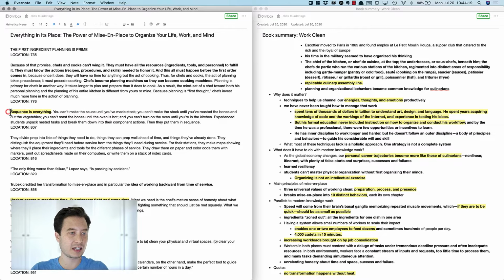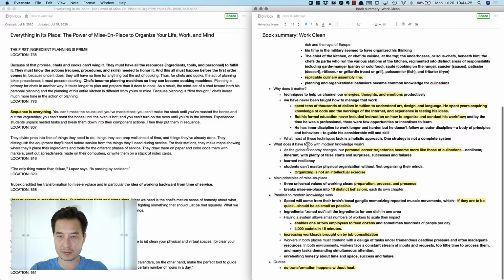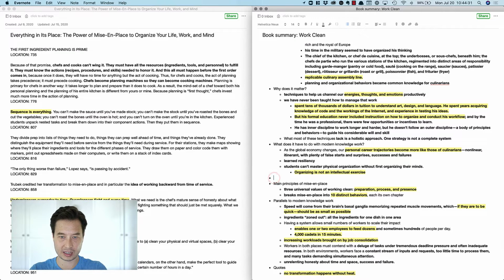Sequence is everything, okay. This is an incredibly simple sentence that I think is actually really profound. So profound that I'm going to make it its own section here, right? It's so important that this might even be the header to its whole own section.